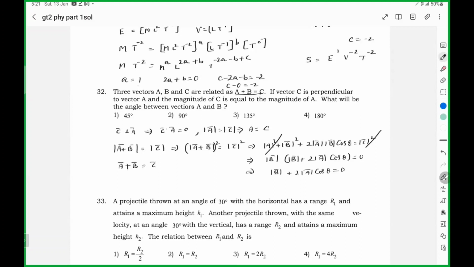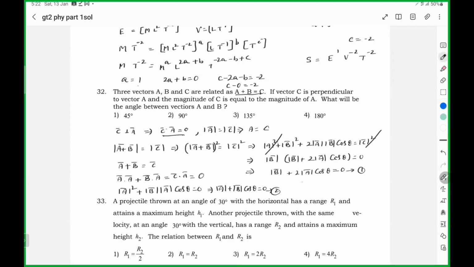And here A bar plus B bar is C bar, making the dot product with A on both sides. C and A are perpendicular, so C dot A is 0. Mod A square plus mod B mod A cos theta is 0. So mod A plus mod B cos theta is 0. Say this is 1 and this is 2.